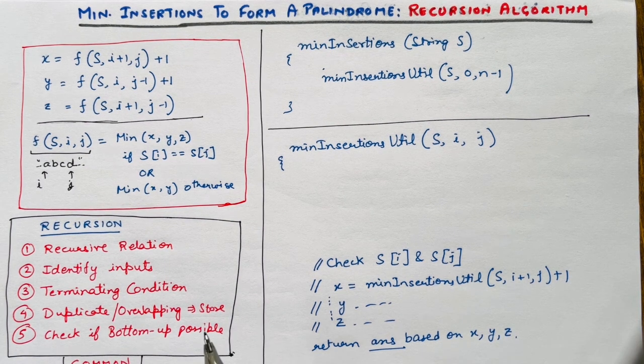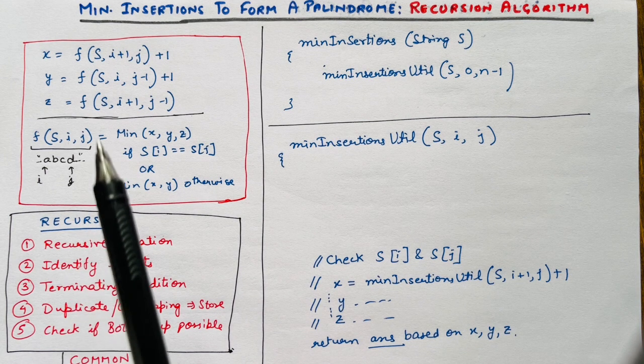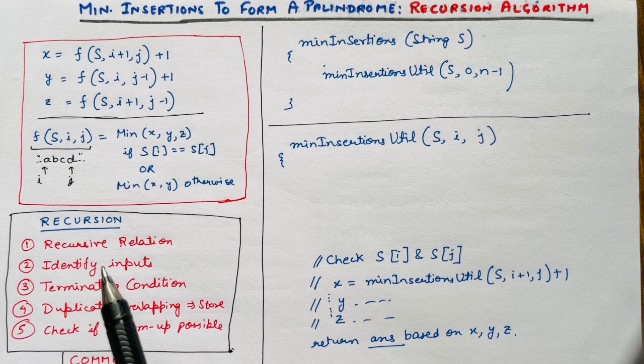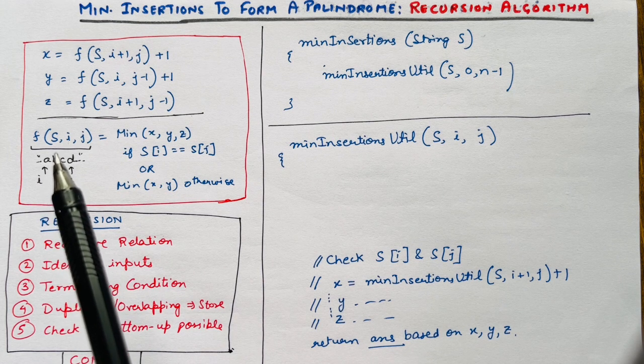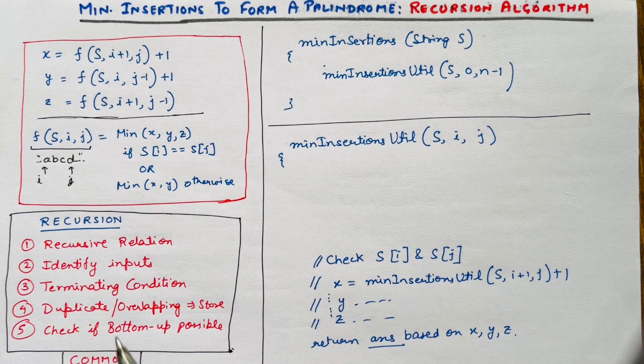Now identifying the recursive relation is just the first step for a recursion problem. Let's check if we have identified the inputs as well. Have we? Yes, we know that whatever will be the recursive call, the inputs to that will be the same string, starting pointer and the end pointer that will denote the substring. Now with these two things in mind, let's try to see what is our algorithm so far.